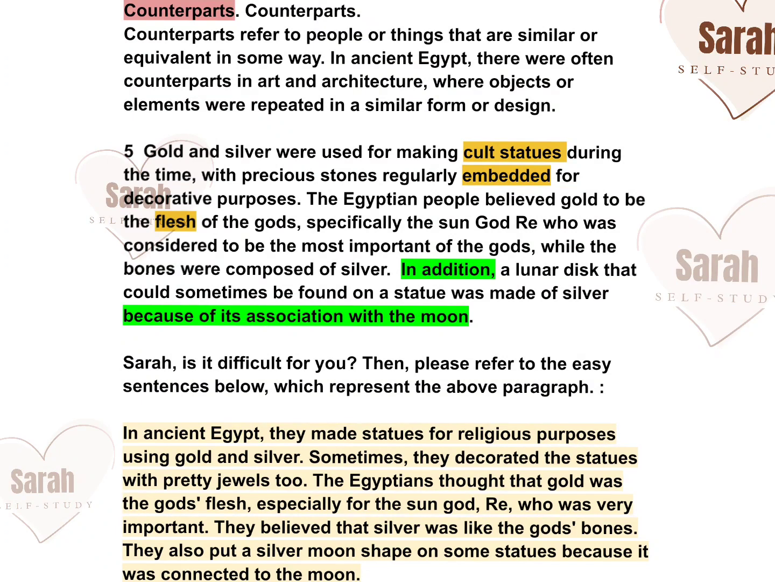In addition, a lunar disk that could sometimes be found on a statue was made of silver because of its association with the moon. Sarah, is it difficult for you?